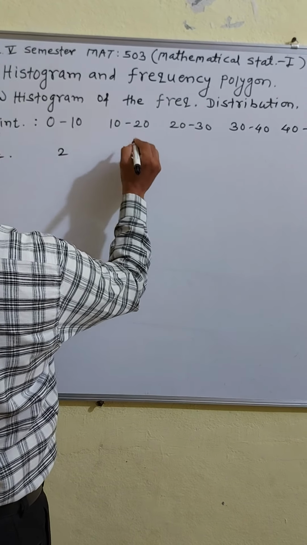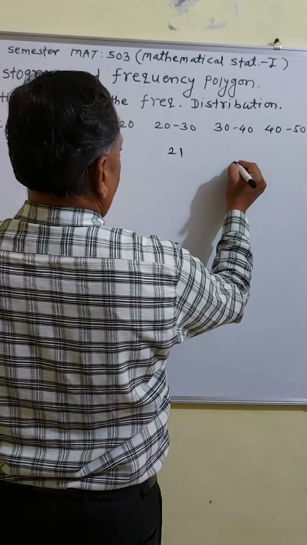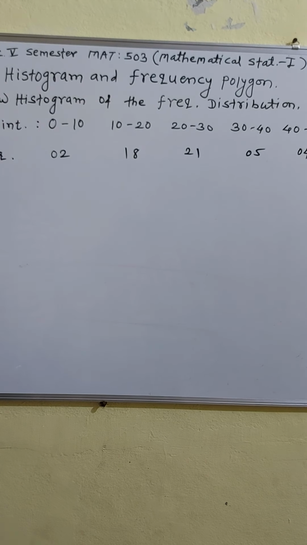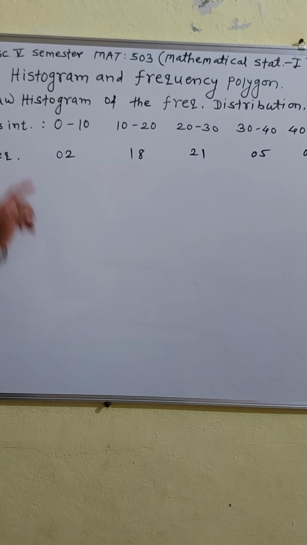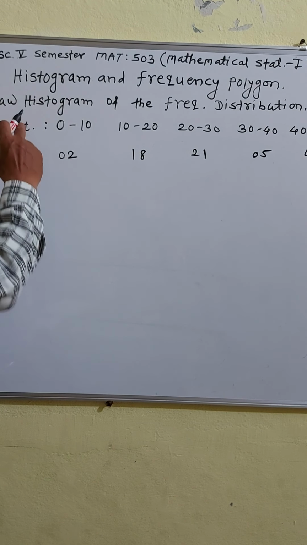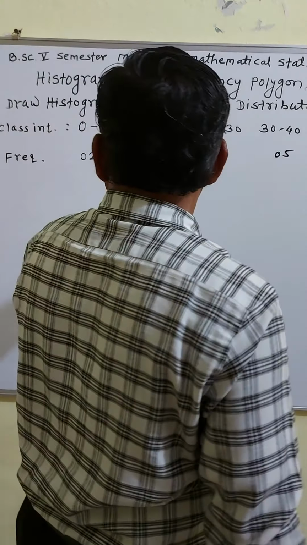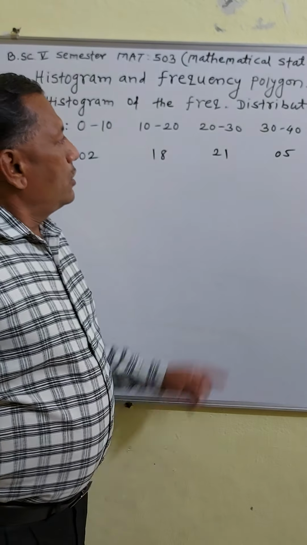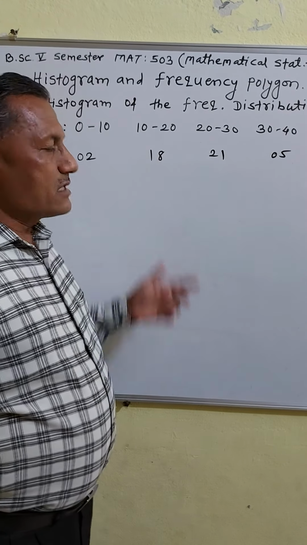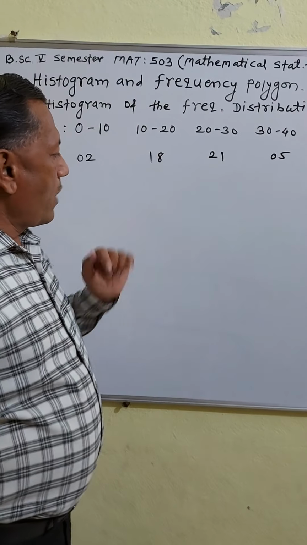18, 21, 5 and 4. Now you have to draw the histogram of the frequency distribution. Here you are given the class intervals and the frequencies of the class intervals. So I have told you, to draw a histogram, you take all the class intervals on the x-axis and the corresponding frequency on the y-axis.